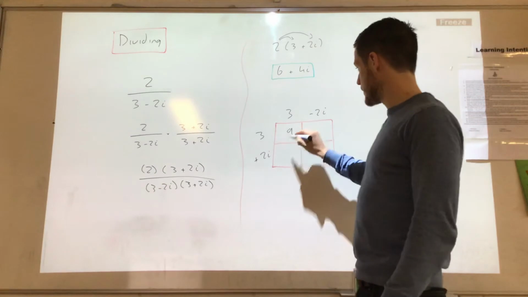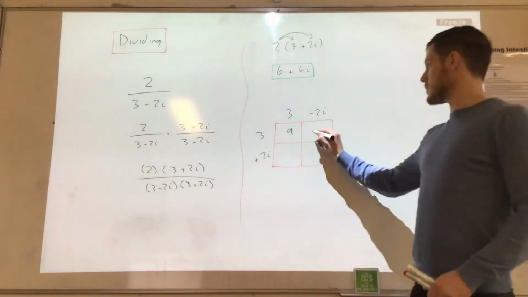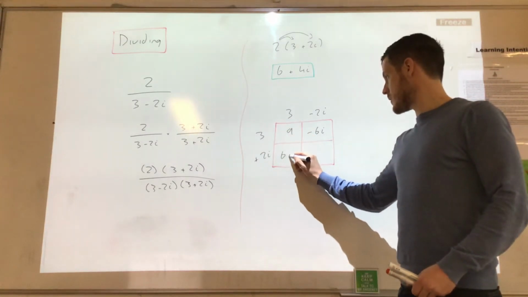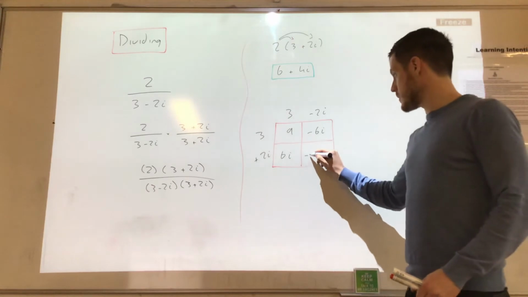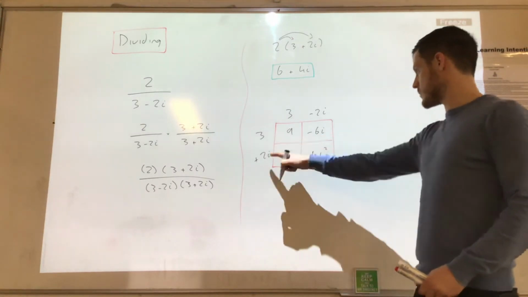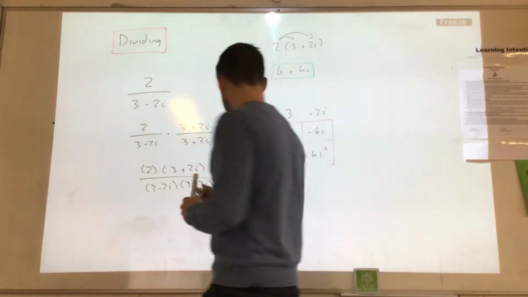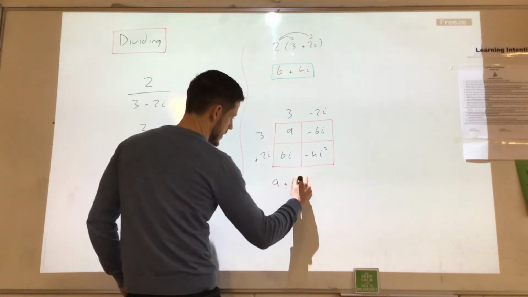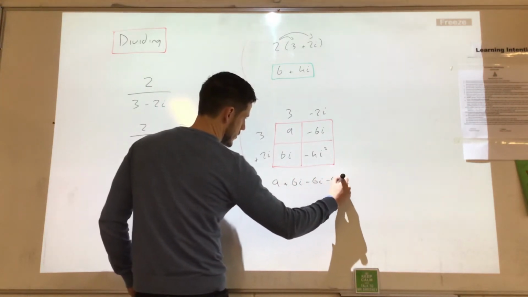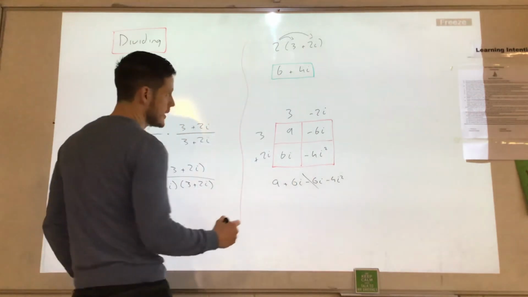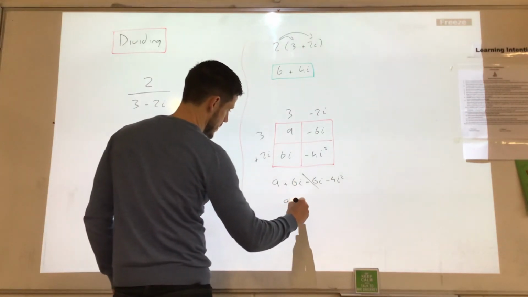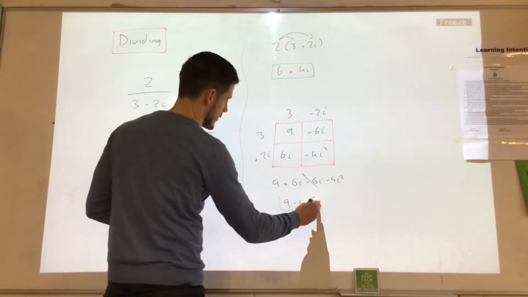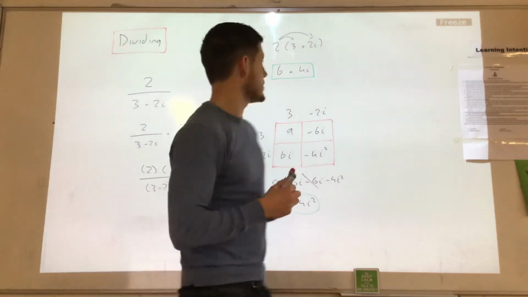3 by 3 is 9. 3 by minus 2i gives me minus 6i. 2 by 3 gives me 6i. And 2 by minus 2 gives me minus 4i squared, because i by i gives me i squared. Again, I'm going to note them right here because I know these are going to cancel. So I'm going to do 9 plus 6i minus 6i minus 4i squared. They're gone. And I'm going to be left with 9 minus 4i squared. And if I put that in green here, so we can see where we're going to use it next.